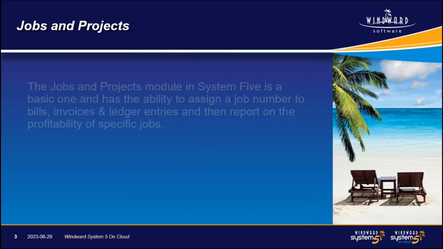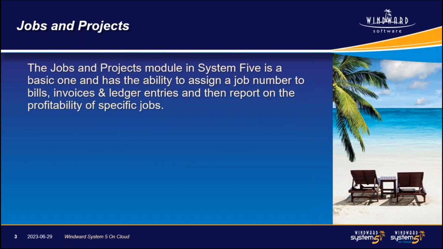So, jobs and projects. The Jobs and Projects module in System 5 is a basic one and has the ability to assign a job number to bills, invoices, and ledger entries, and then report on the profitability of specific jobs. This module can be used if you want to consolidate invoices and so forth for a particular job, like a construction firm who is purchasing several times for a particular development they're working on.